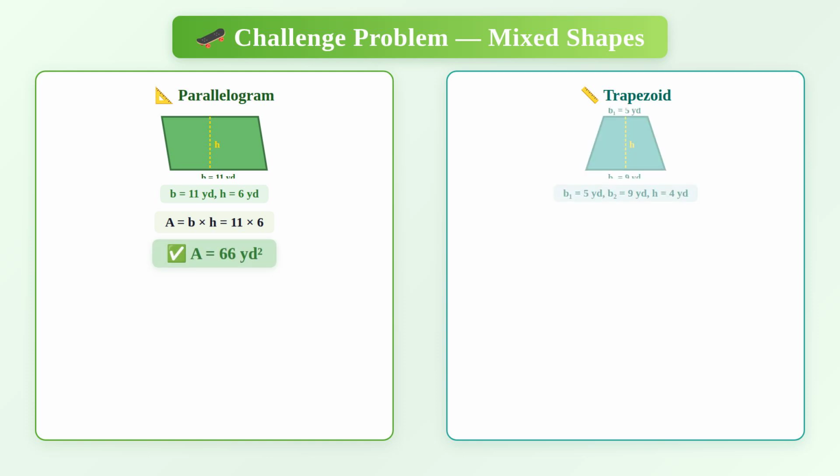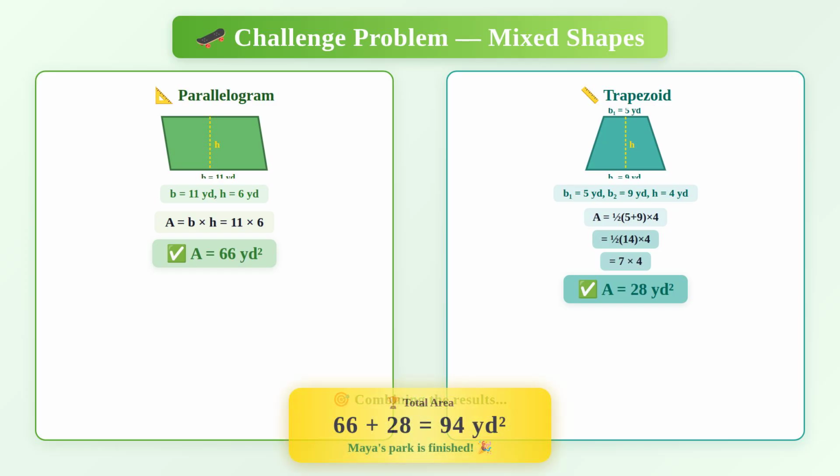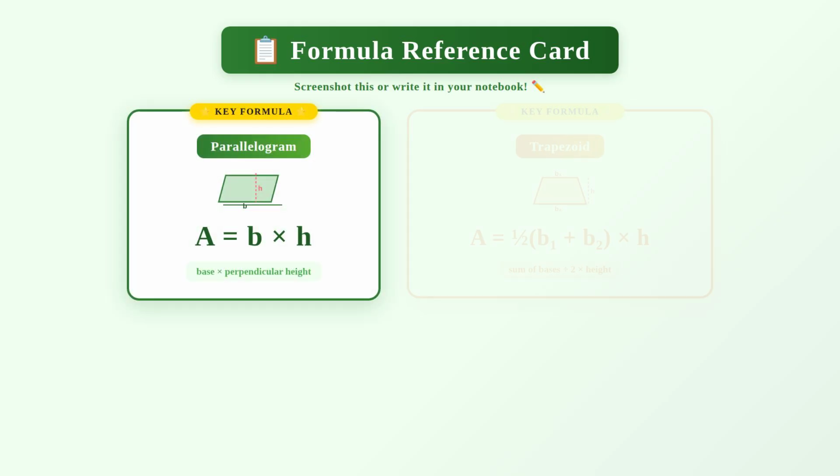Maya's final skateboard park challenge combines both shapes. She needs the total area of a parallelogram with base 11 yards and height 6 yards, plus a trapezoid with base 1 of 5 yards, base 2 of 9 yards, and height 4 yards. First, the parallelogram. A equals 11 times 6 equals 66 square yards. Next, the trapezoid. A equals 1/2 times open parenthesis 5 plus 9 close parenthesis times 4. That's 1/2 times 14 times 4. 1/2 of 14 is 7, then 7 times 4 equals 28 square yards. Total area, 66 plus 28 equals 94 square yards.